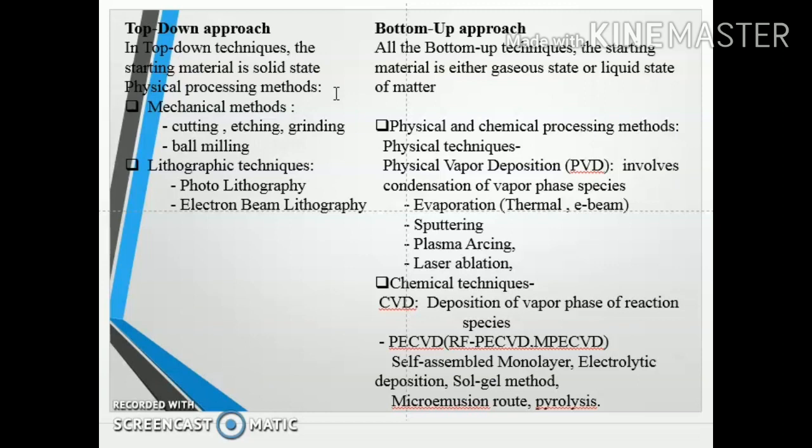Another method is PECVD, RF-PECVD, MPECVD, etc. The self-assembled monolayer, electrolytic deposition, sol gel methods, microemulsion route and pyrolysis are some other techniques that can be useful for the bottom-up approach, and these are the chemical techniques in the bottom-up approach.